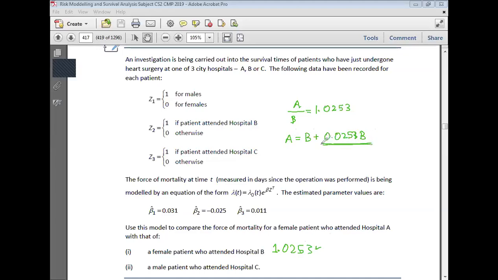So we know that the force of mortality for a female patient who attended hospital A is definitely higher than that for B. And how much higher is it? It is 2.53% higher. So does this make sense to you guys? Any doubts?